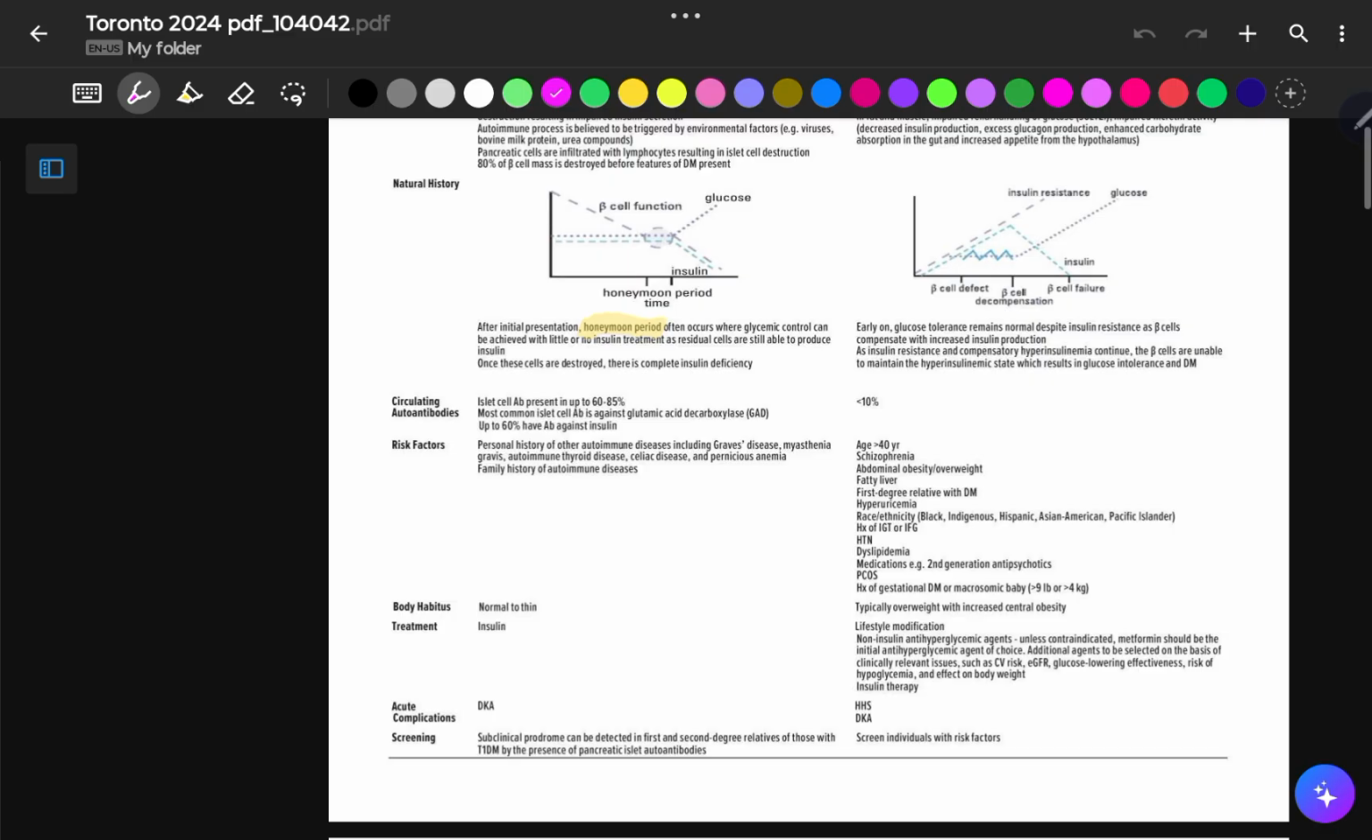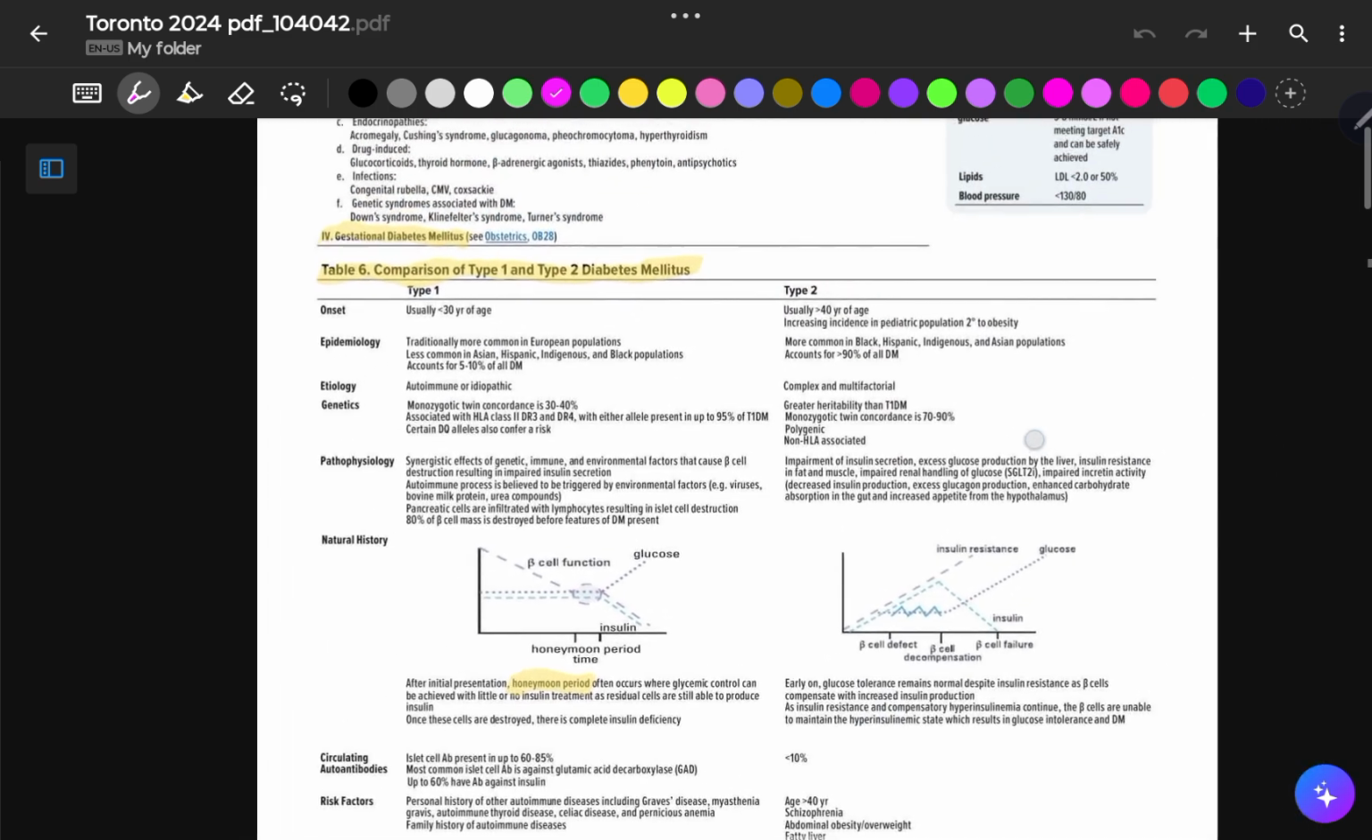So what can you check in the blood? Remember, you can check for your islet cell autoantibodies, actually found in 60 to 85% of patients with type 1 diabetes. And then remember that your most common islet cell antibody is against glutamic acid decarboxylase. All right, so these patients are usually thin or of normal size, unlike patients with type 2 diabetes.